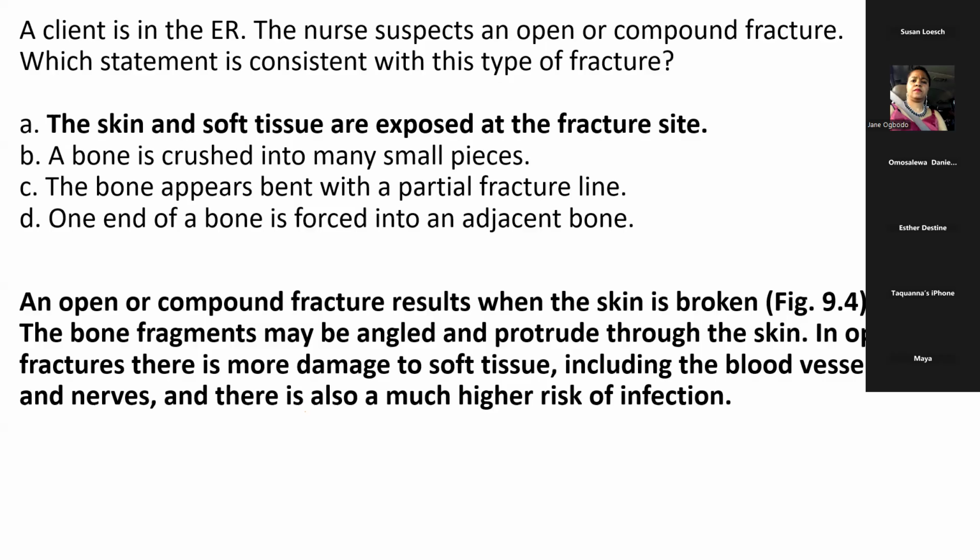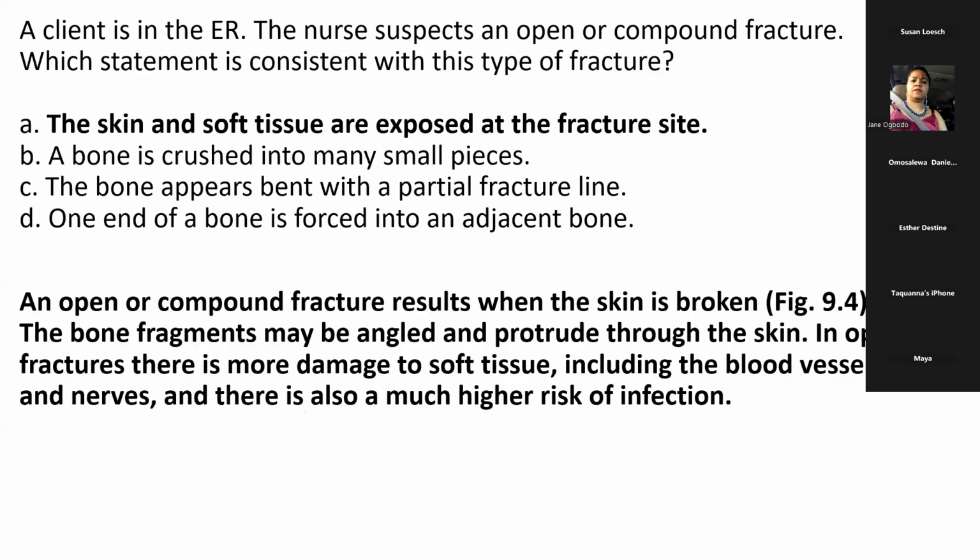Who does that usually happen to? Children. Okay, which one is impacted? D. So we'll see this in motor vehicle accidents. Pathological is extreme weakness in the bone, and we might see that with things like osteoporosis or multiple myeloma.